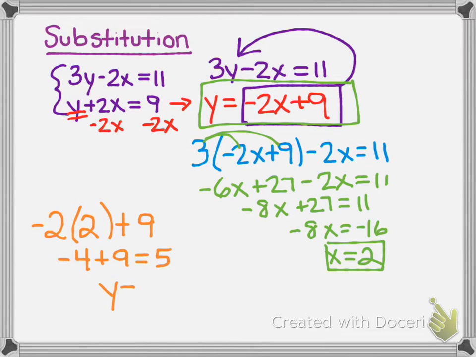So y equals 5. Again, we need to rewrite this. You cannot leave it with x and y boxed like this. You have to state it as a coordinate point. So the intersection point is 2, 5.